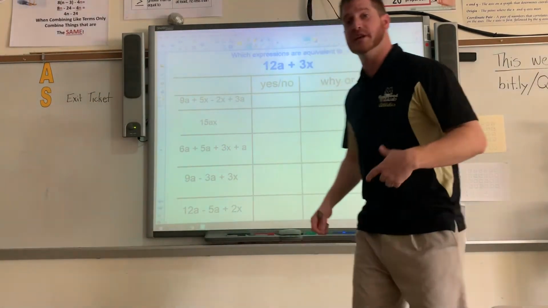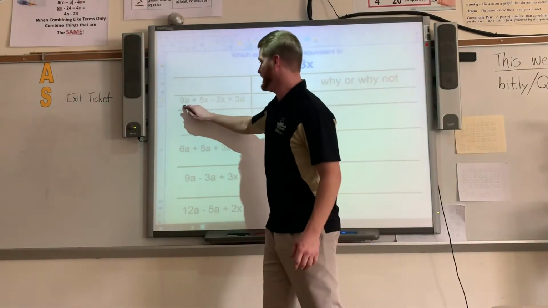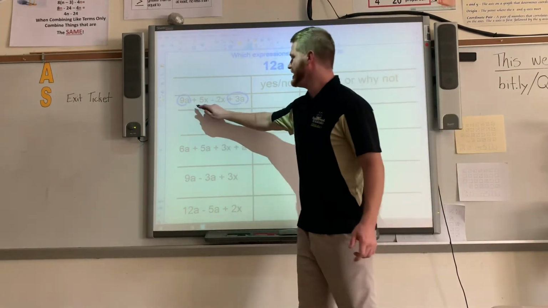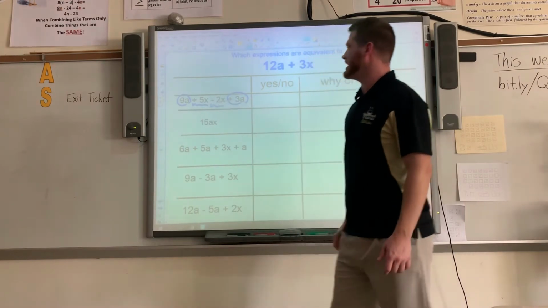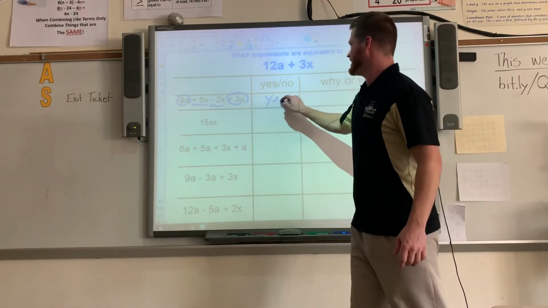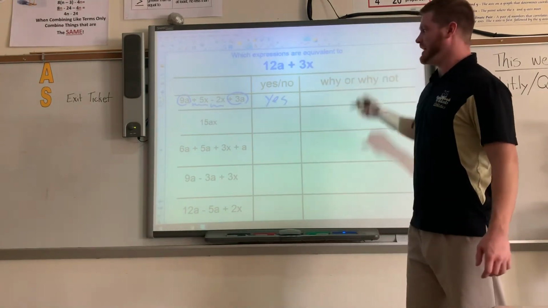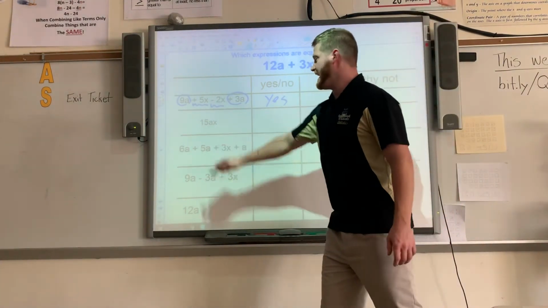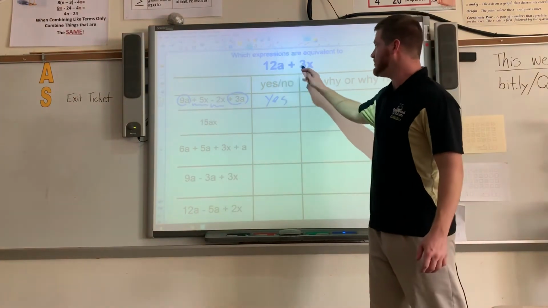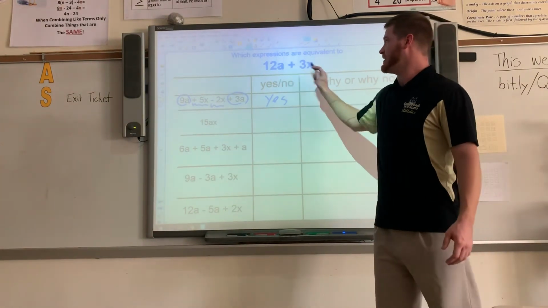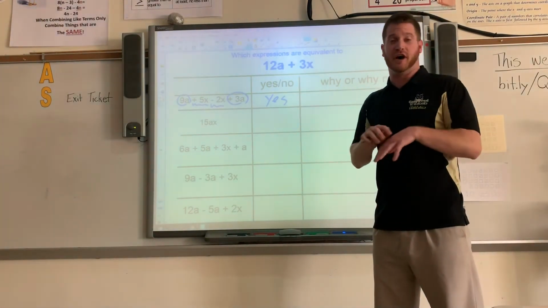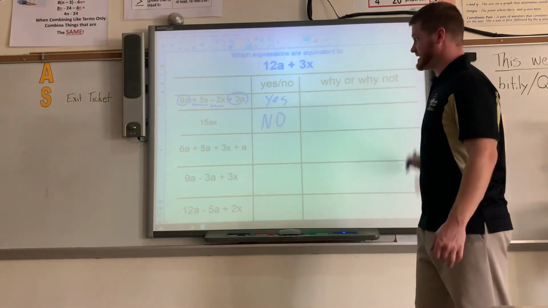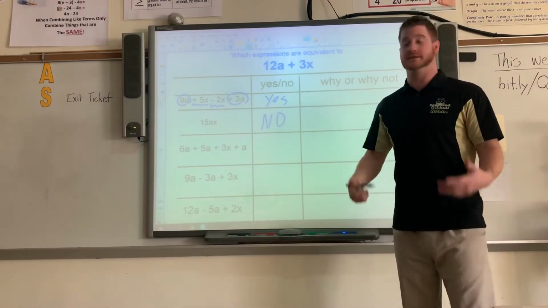Okay, hopefully you paused the video. Let's go over these. I see 9a plus 3a gives me 12a. And then positive 5x minus 2x does give me 3x. That one is a yes. Why or why not? They just combine to equal 12a plus 3x. 15ax, common mistake. 12 plus 3 is 15, but you can't just throw the a and the x together. They're unlike terms, so this one would be no. And you would write down your justification, can't combine unlike terms.